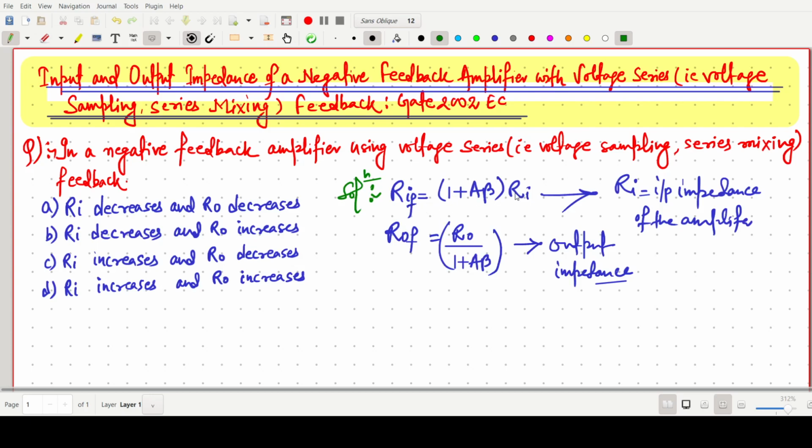Ri is the input impedance of that amplifier. Here I am writing RIF, so this one is also RIF. Better to make it Ri, because in the question it is written Ri. So input impedance will be increased and output impedance will be decreased. So this one is the correct answer, that is option number C.